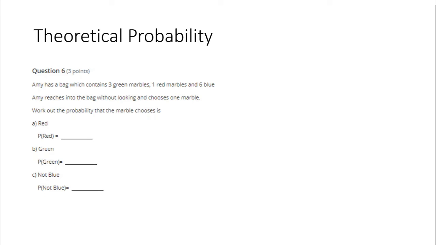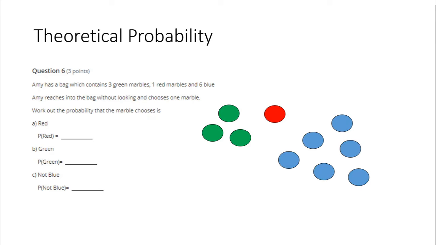Next, we're getting into probability here. Just basic probability to start with. This is theoretical probability. If Amy has a bag with 3 green marbles, a diagram might help, and 1 red marble, and 6 blue marbles, and Amy reaches into this bag without looking and just chooses 1 marble, work out the probability that the marble she chooses is red. Well, the probability that it's red is 1 out of how many marbles are there altogether? What fraction would that be? 1 out of, that's 10 marbles altogether.